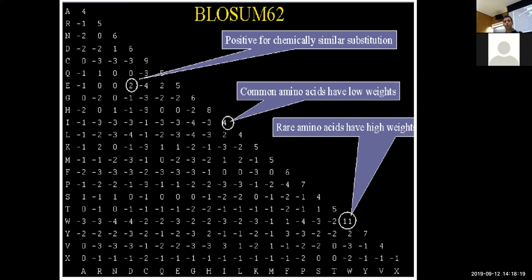A positive number basically tells me that this is more likely to be related than unrelated. And a negative number tells me that this is much more likely to be unrelated than related. That this pair happens more by chance than by true evolution. And then the rare amino acids have higher weight, and the common amino acids have lower weight. And in practice, chemically similar substitutions will basically have a positive score because evolution tends to put them on top of each other.